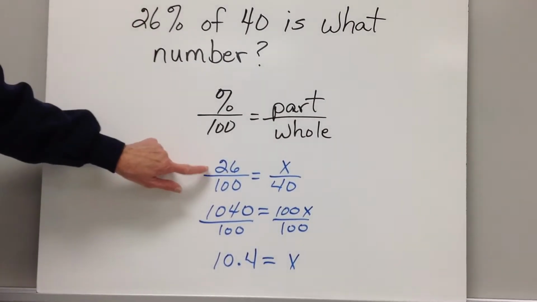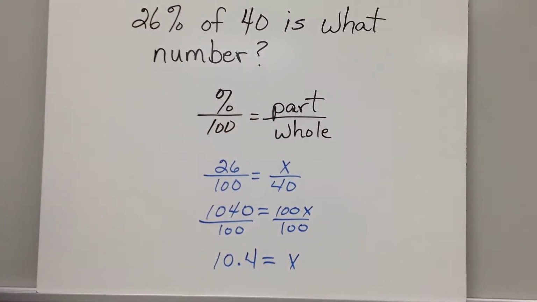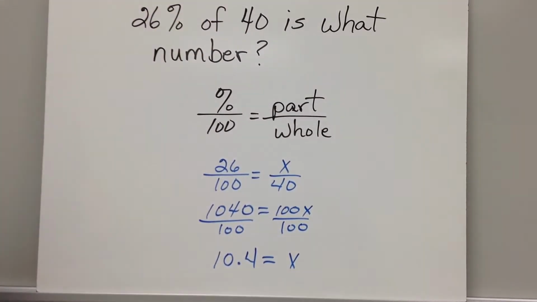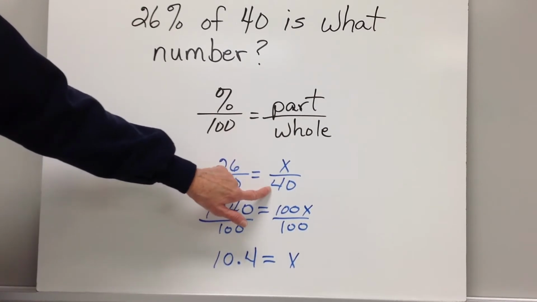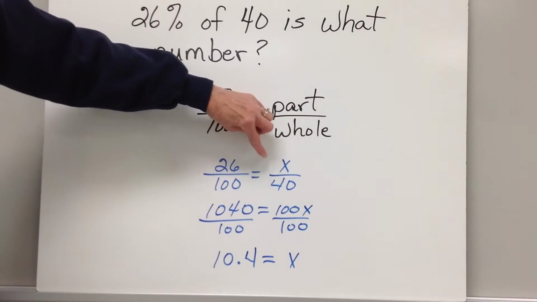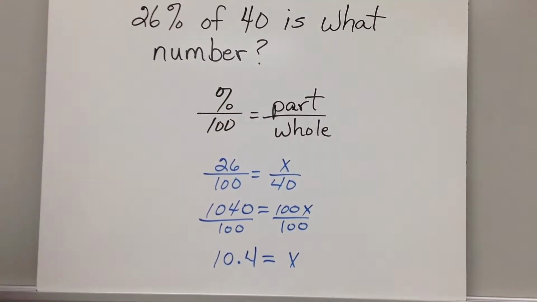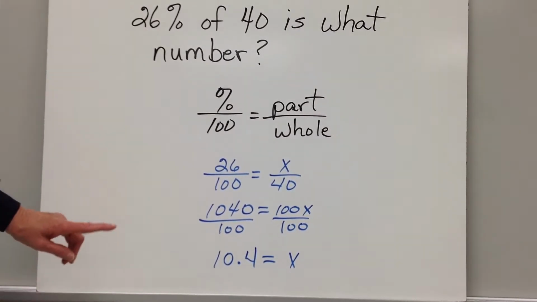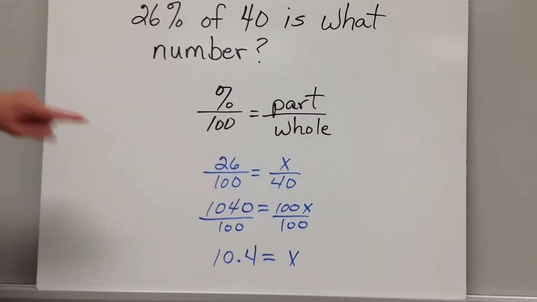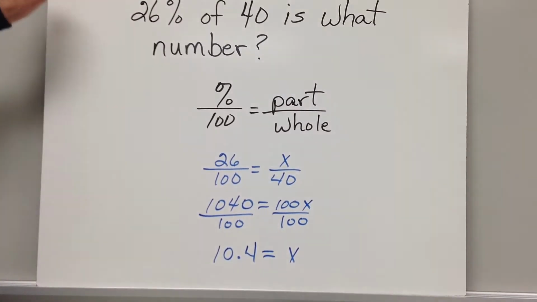So I have 26 over 100 equals, remember I told you to go to the "of" first, so 26% of 40. That means the whole is 40. That tells you that your proportion will be 26 over 100 equals x over 40. You do the cross products like we've done over and over, and you get that x is 10.4. That means that 26% of 40 is 10.4.